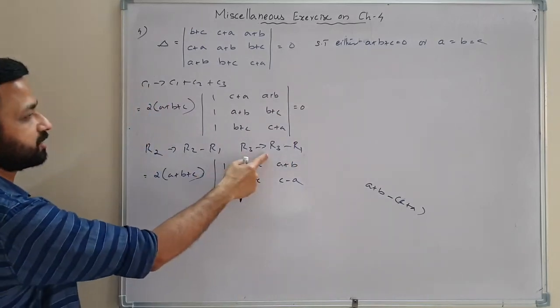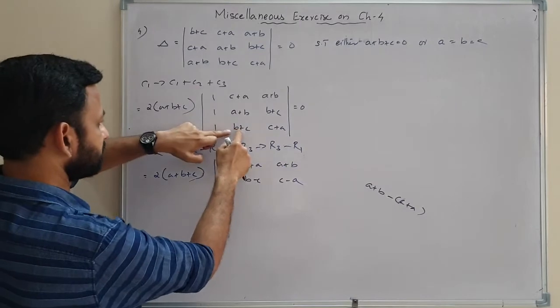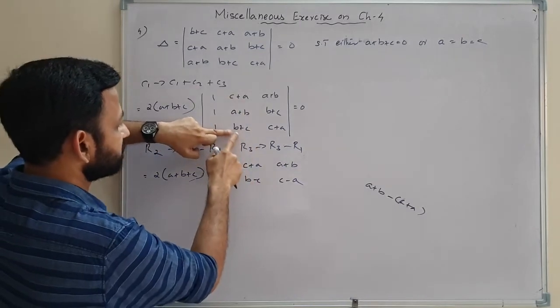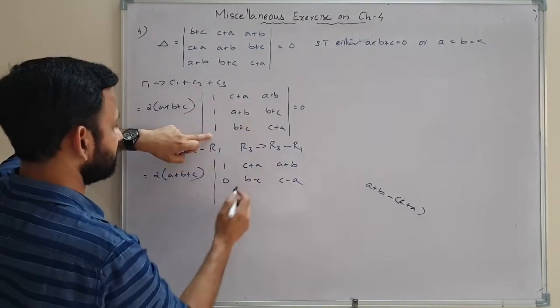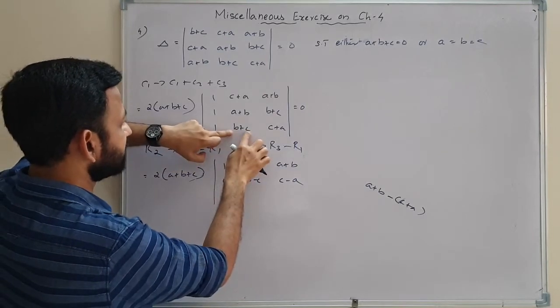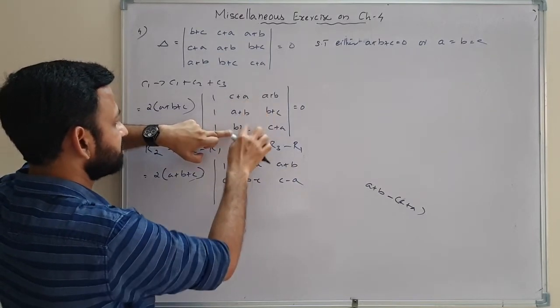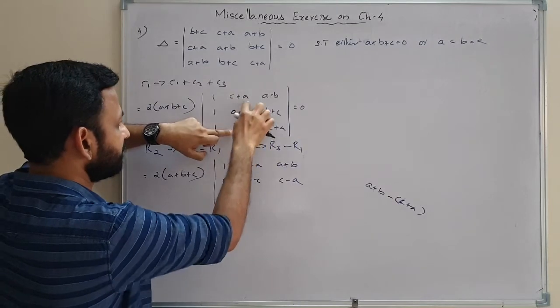Then R3 tends to R3 minus R1, this one minus this one. So 1 minus 1 is 0. Then b plus c minus of c plus a. Here c and minus c cancel, so we get b minus a.